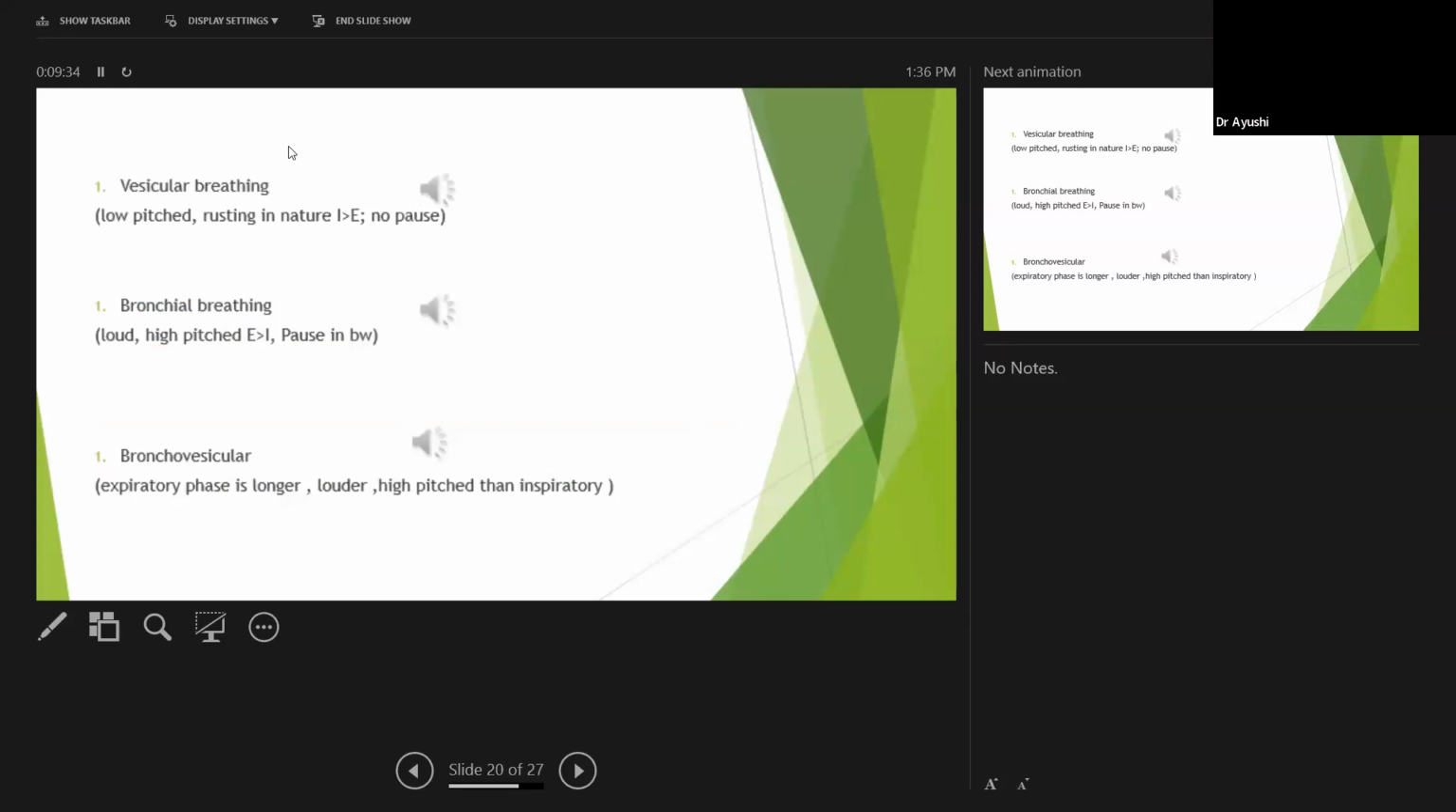Vesicular breathing is low-pitched and rustling in nature, with inspiration longer than expiration, and there is no pause in between. Bronchial breathing is loud and high-pitched, expiration is greater than or almost equal to inspiration, and there is a pause in between. And we have bronchovesicular, where the expiratory phase is longer, louder, and higher-pitched than the inspiratory phase.